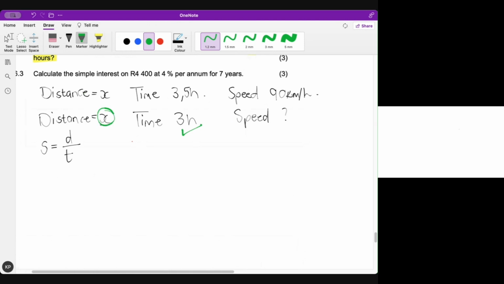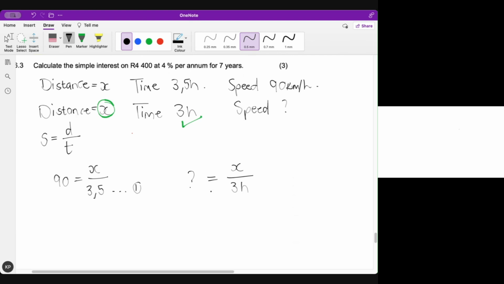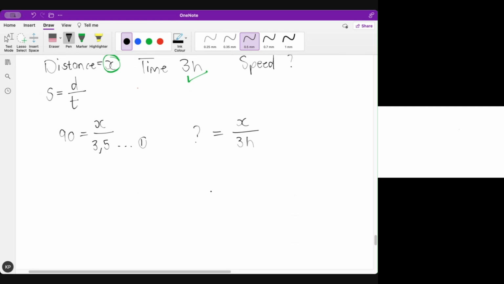Because we know that one of them is the same, we're going to make it the subject of the formula. First I'm going to substitute what we have. For the first one, I have 90, which is speed, equal to x over 3.5. That's equation 1. And for the second speed, I don't know it, but this is equal to the same distance, and I want it to be over 3 hours. This is actually a ratio and rates question, now that I look at it.